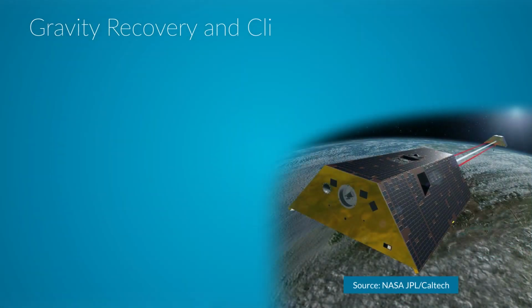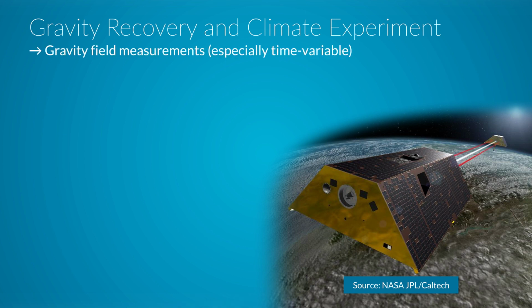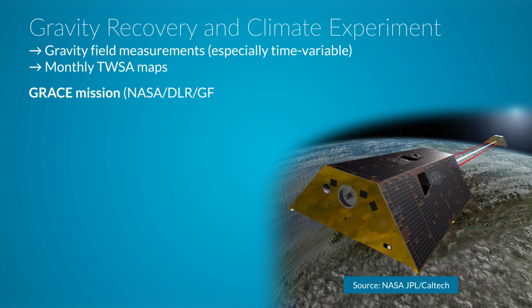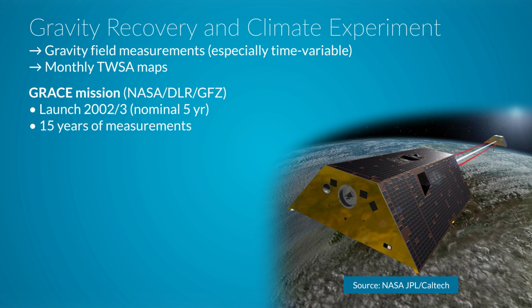So now I introduce the satellite mission to you. GRACE means Gravity Recovery and Climate Experiment. This means we take gravity field measurements, and we are especially interested in the time variable gravity field. And then we convert these gravity field measurements to monthly total water storage anomalies. The mission was developed by NASA, DLR, and GFZ, and it was launched in March 2002. Originally it was planned that the mission lasts 5 years, but in the end it lasted 3 times longer. We had at the end a 15 year mission.